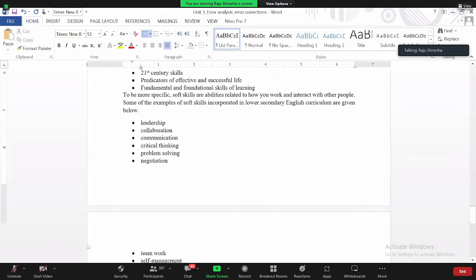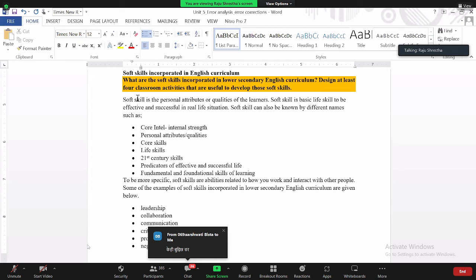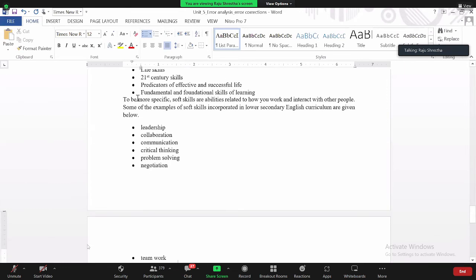So we just give a short introduction about soft skills. They are personal attributes or qualities of the learners. Soft skill is a basic life skill to be effective and successful in real life situations. Soft skills are also known by different names such as core skills, personal attributes, life skills, 21st century skills, predictors of effective and successful life, fundamental and foundational skills of learning. Some examples of soft skills incorporated in the lower secondary English curriculum are leadership, collaboration, communication.